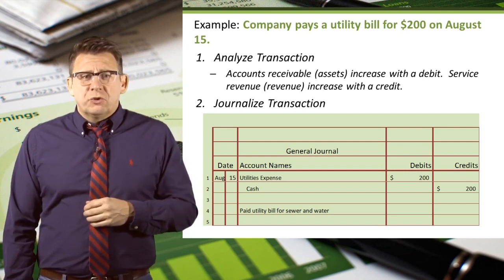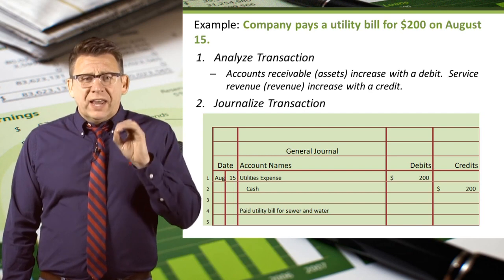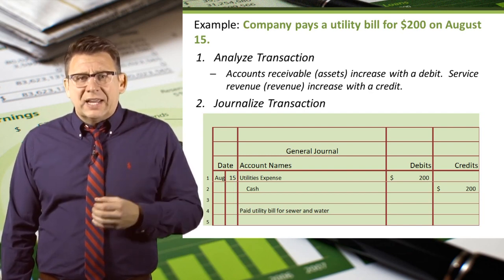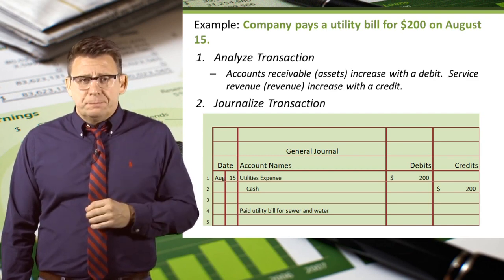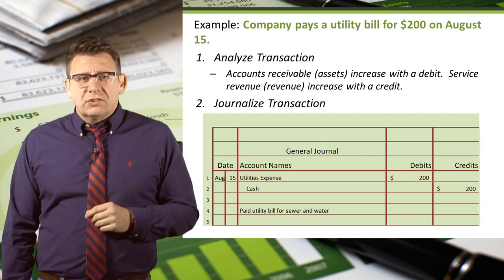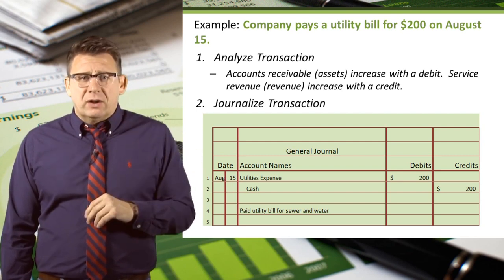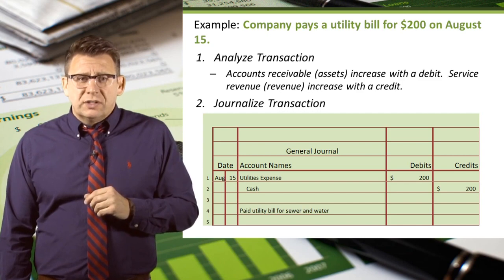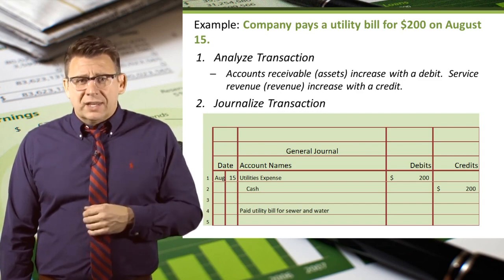One hint I would like you to remember: once you've analyzed the transaction, you don't need to reanalyze it when you journalize it. Just enter the date, the debit account and amount, the credit account and amount, and the description if the problem asks for it. No additional analysis needed.